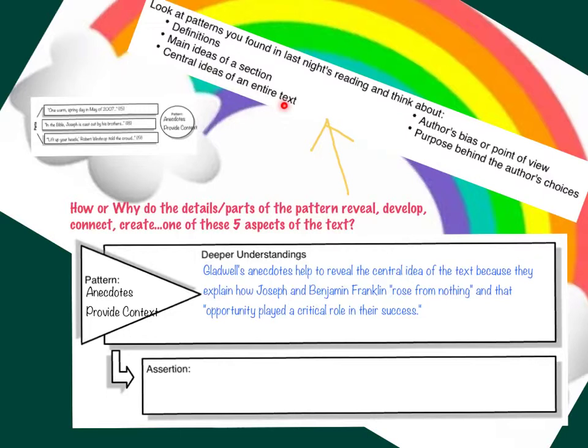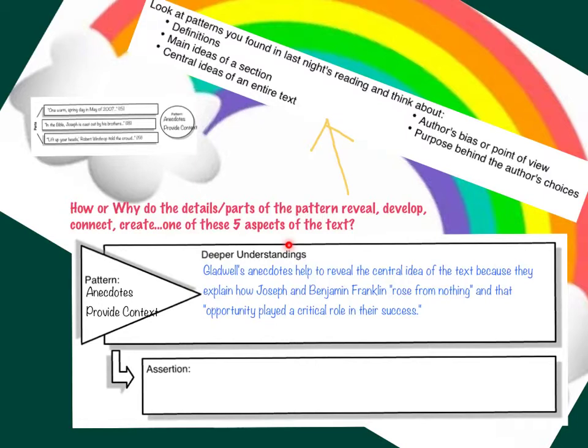So my deeper understanding, if I were to ask how or why do these anecdotes help to reveal the central idea of the text, this would be my answer. Gladwell's anecdotes help to reveal the central idea of the text because they explain how Joseph and Benjamin Franklin rose from nothing and that opportunity played a critical role in their success.